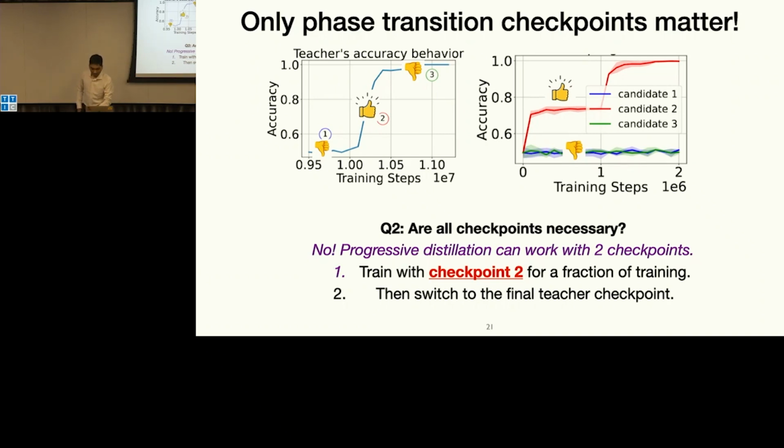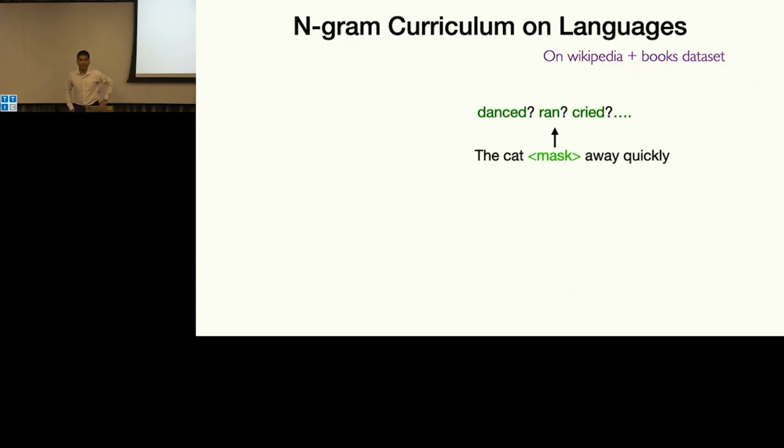All right. So we extended our analysis to more real-world datasets, where we trained transformers. We worked with a very initial version of the transformer called BERT in our paper, where the BERT model is tasked to predict missing tokens in a sentence. For example, for a sentence like 'the cat masked away quickly,' the model is trained to predict the missing word, like danced, ran, cried, and so on.